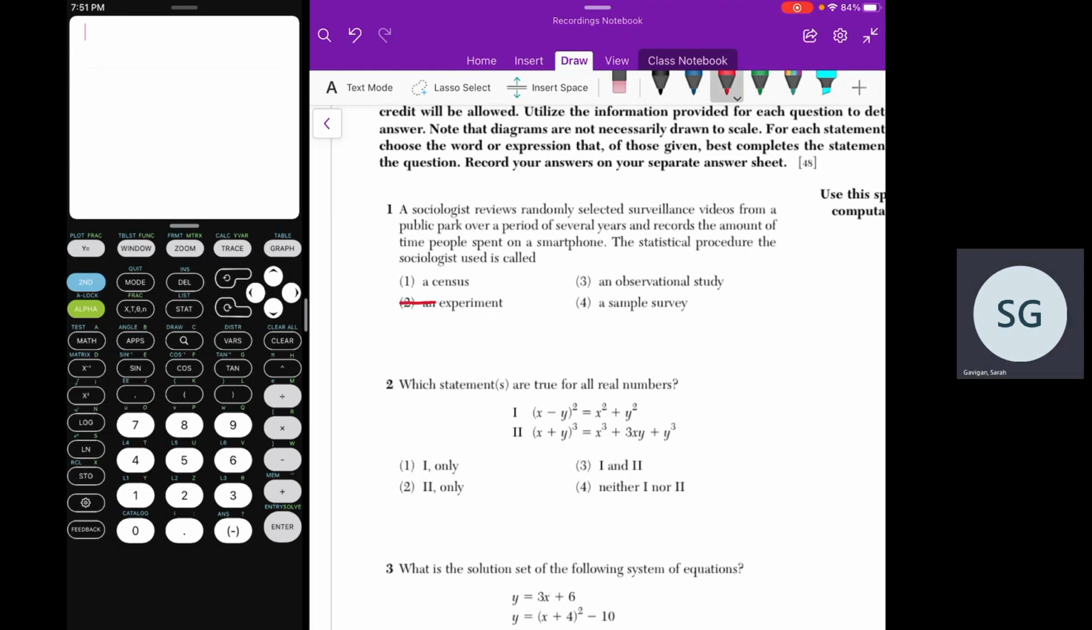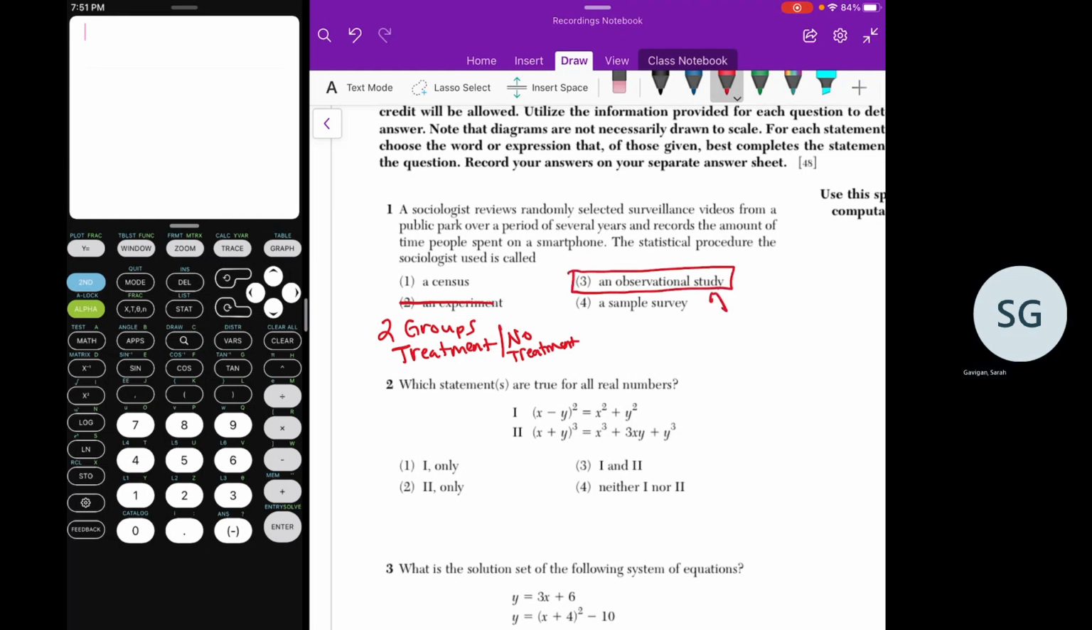Well, I know it's not going to be an experiment. An experiment would be where you have two groups of randomly selected people. One gets treatment such as a medicine or something, and the other gets no treatment, like the placebo. So it's not an experiment. This is an example of an observational study. The observer just watched. It was a hands-off approach. They watched, they did not interfere.